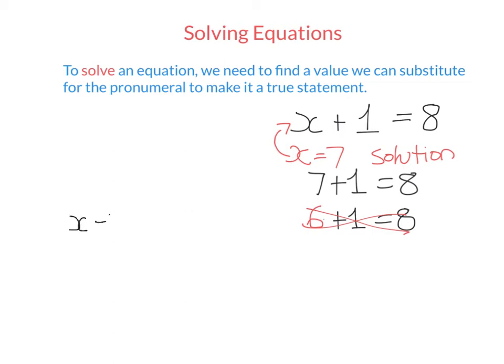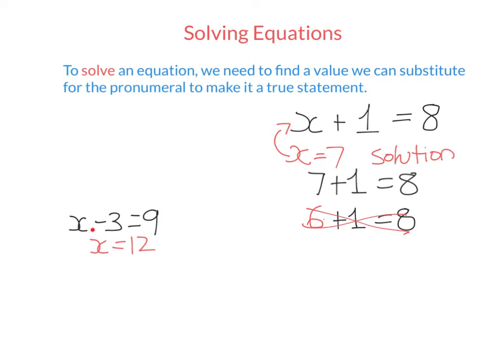If I said x minus 3 equals 9, well, that's easy. You know what number when you subtract 3 gives 9? It's 12. Because if I put a 12 here, 12 minus 3 equals 9 is a true statement. So x equals 12 is the solution, and it's also the only solution.